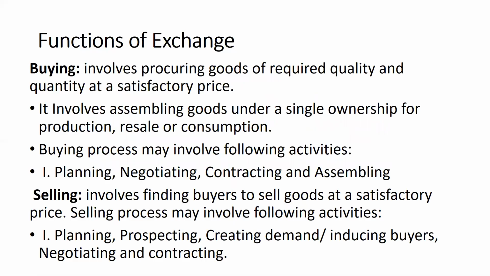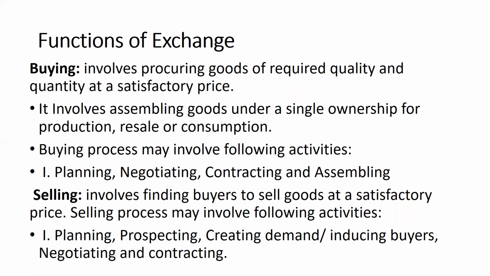The first function is the function of exchange, which includes buying and selling. Buying involves procuring goods of required quality and quantity at a satisfactory price. It involves assembling goods under a single ownership for either production, resale, or consumption. The buying process may involve three to four activities such as planning, negotiating, contracting, and assembling.